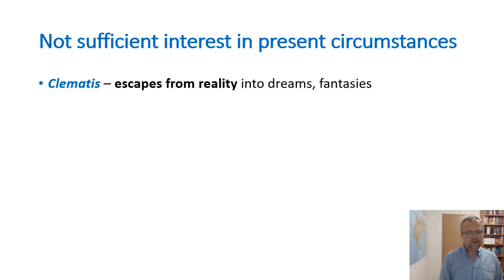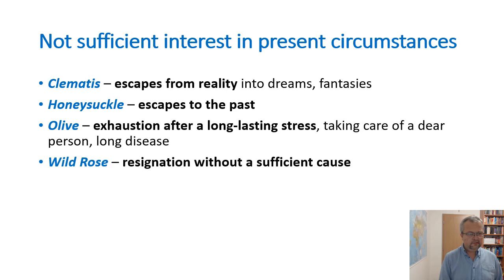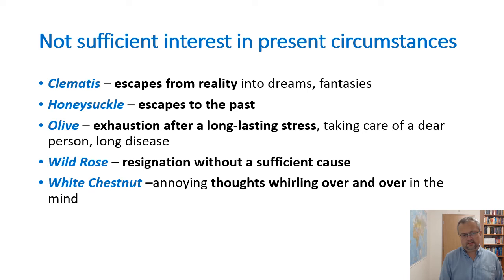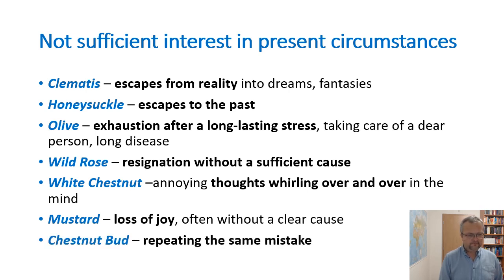So once more, Clematis escapes from reality into dreams and fantasies. Honeysuckle escapes into the past. Olive is exhausted after a long-lasting stress. Wild Rose resigns without a sufficient cause. White Chestnut has annoying thoughts that whirl over and over and he cannot stop them. Mustard lost joy in his life and everything seems dark and cold. And Chestnut Bud repeats the same mistake over and over.